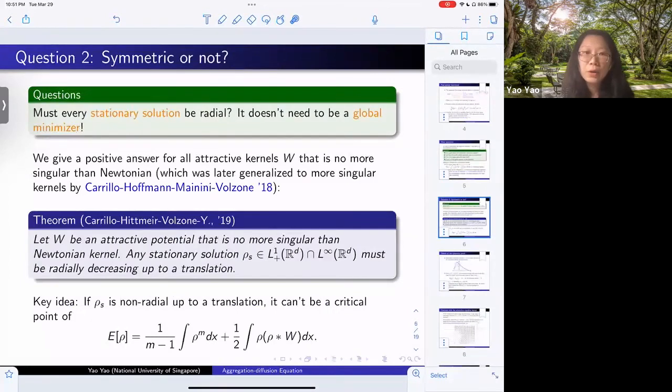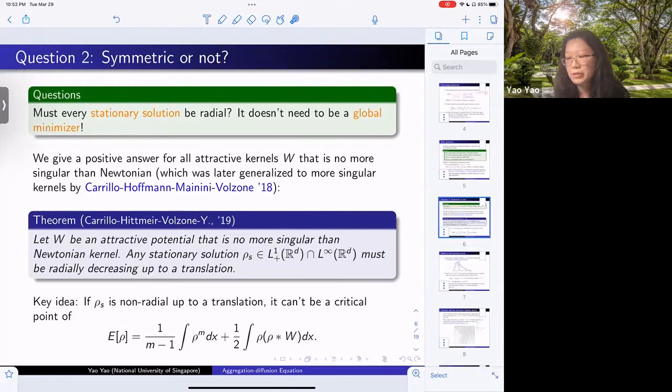However, it was unknown whether every stationary solution necessarily has to be radial. Stationary solutions are formally critical points of that energy functional, if we have a rigorous gradient flow structure. But critical points do not necessarily have to be global minimizers. Maybe they're a local minimizer, or maybe they're just saddle points.